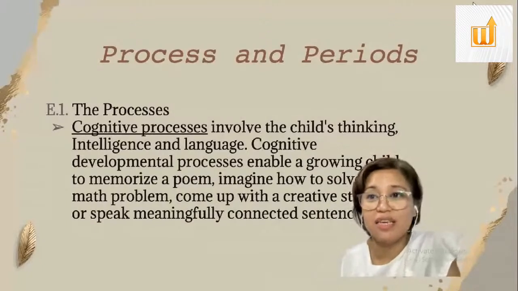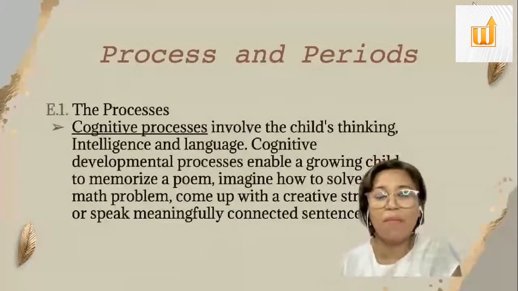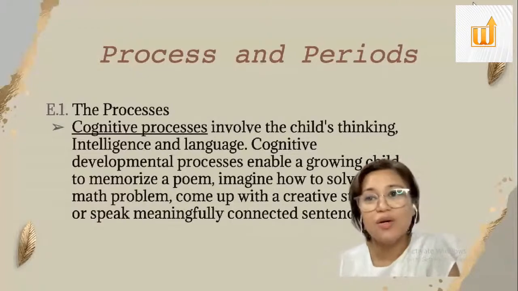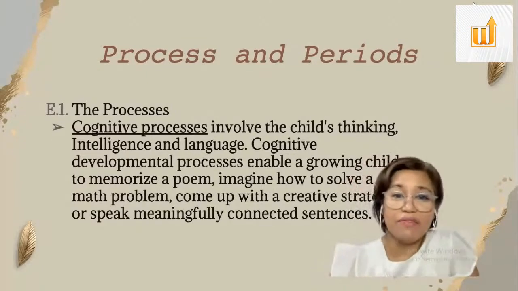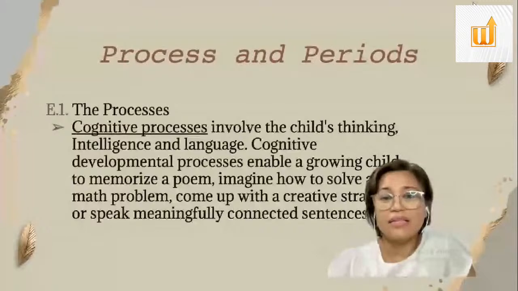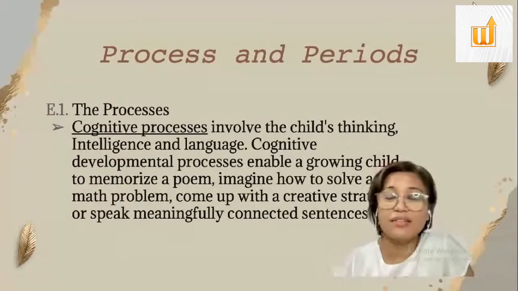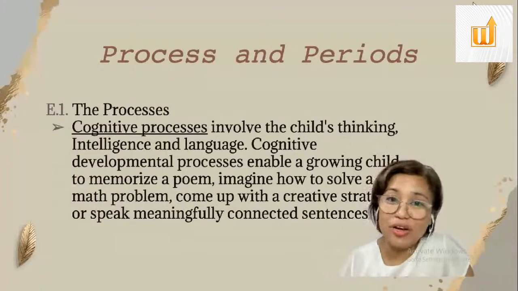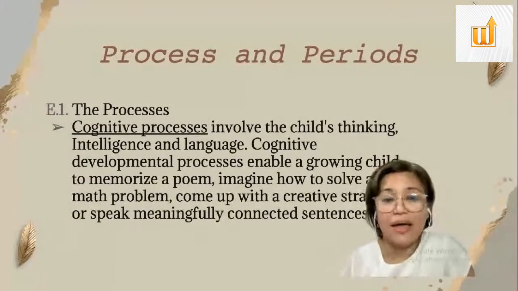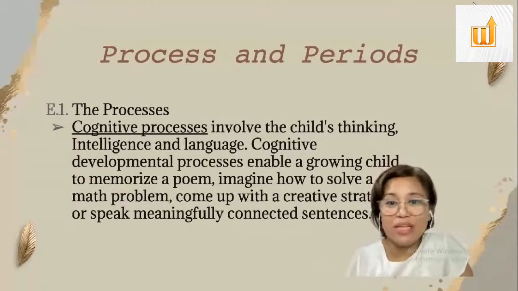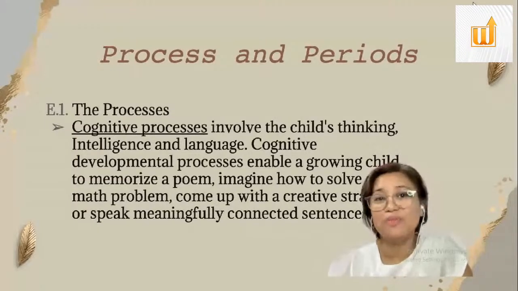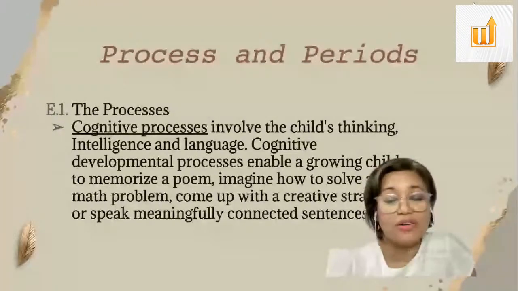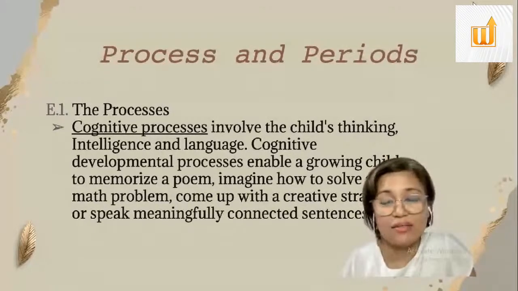It involves the child's thinking. How does the child think? Yeah, we talk about intelligence, we talk about cognitive development processes, no, that enables a growing child to understand and solve a problem, to understand a story that they are reading, to read and to explain what they're reading, and then also how to memorize a poem or other creative strategies, and to speak meaningfully, no, connected sentences.